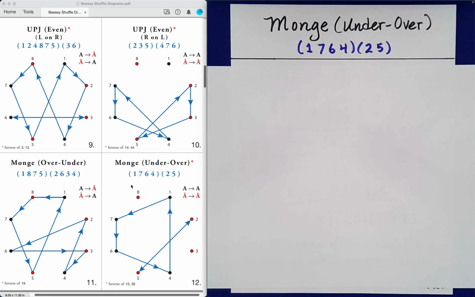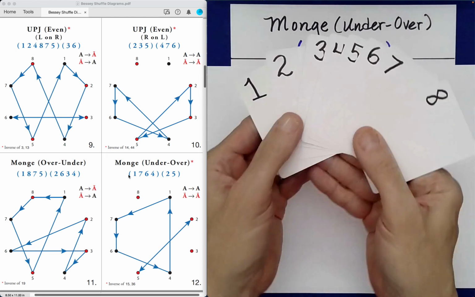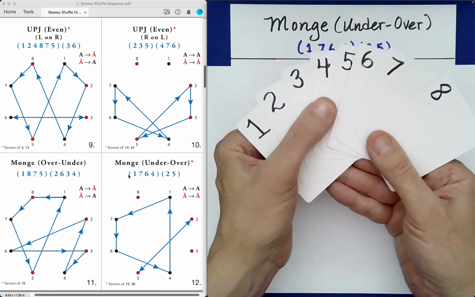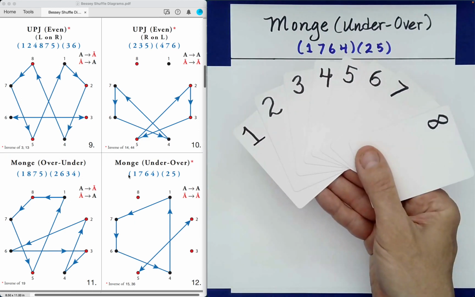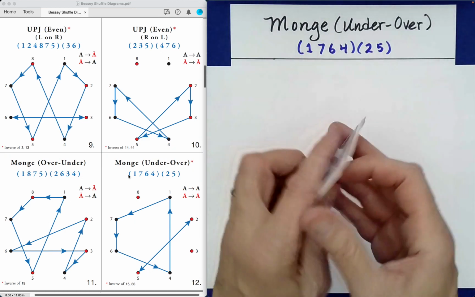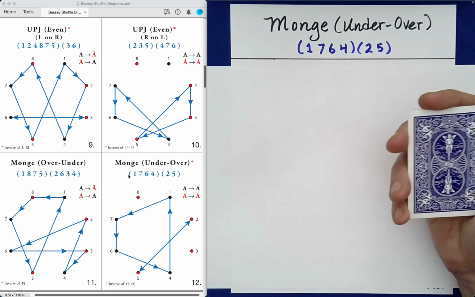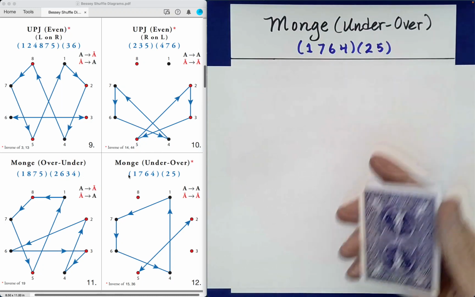And finally, the last shuffle for today is the mange under-over. So let's go ahead and show you how this one works. So we begin with an ordered packet, as always, 1 through 8, so that we can keep track of what's happening to the different cards in these 8 positions.